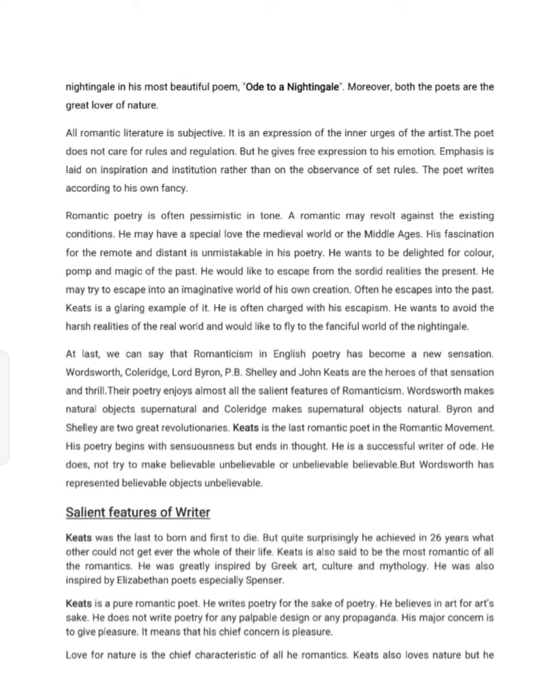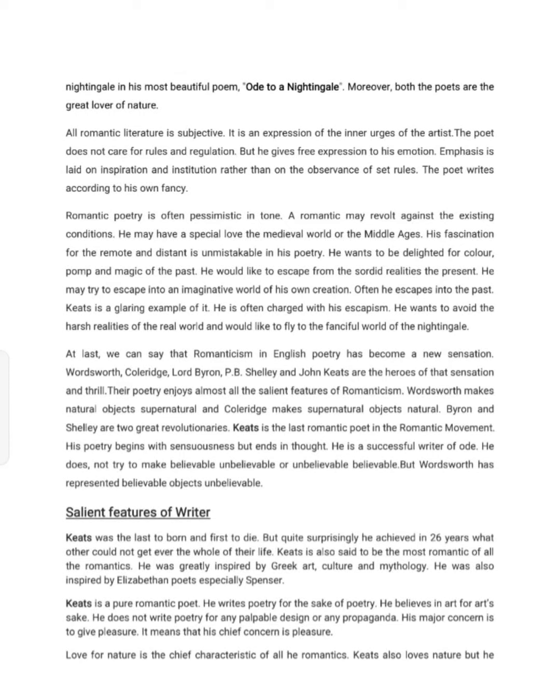His fascination for the remote and distant is unmistakable in his poetry. He wants to be delighted by the color, pomp, and magic of the past. He would like to escape from the sordid realities of the present. He may try to escape into an imaginative world of his own creation. Often he escapes into the past. Keats is a glaring example of it. He is often charged with escapism.